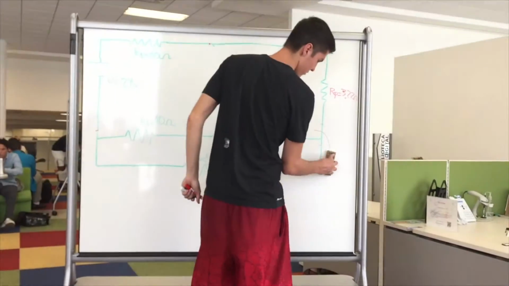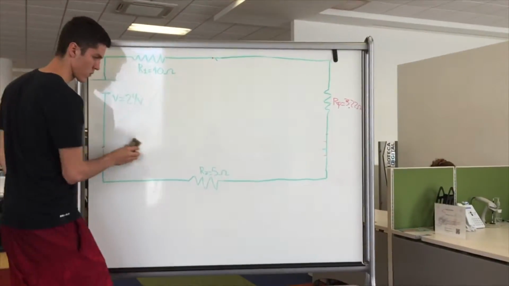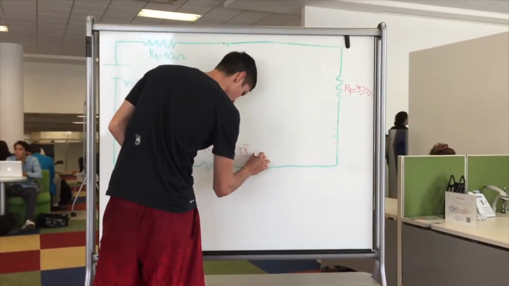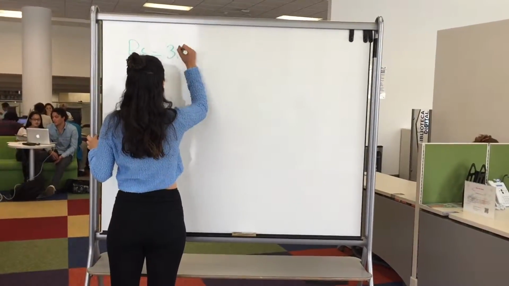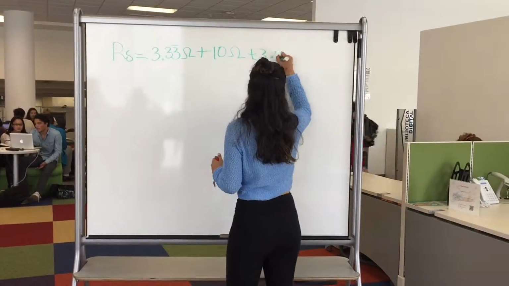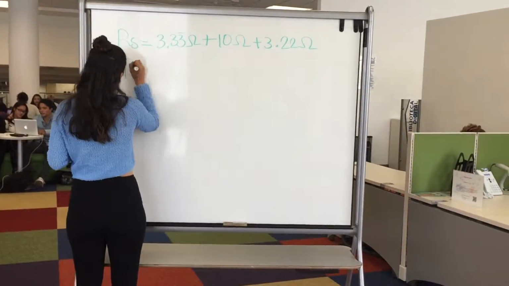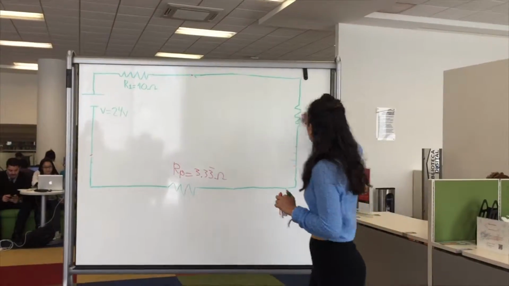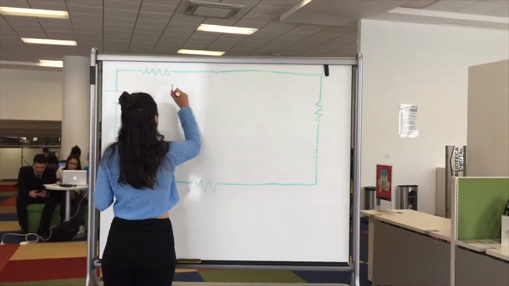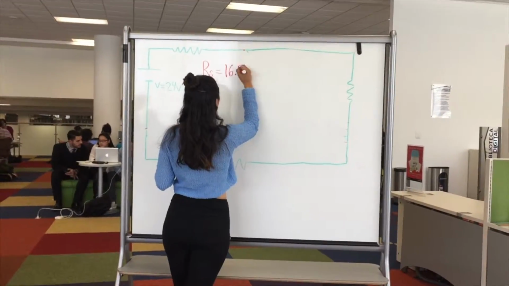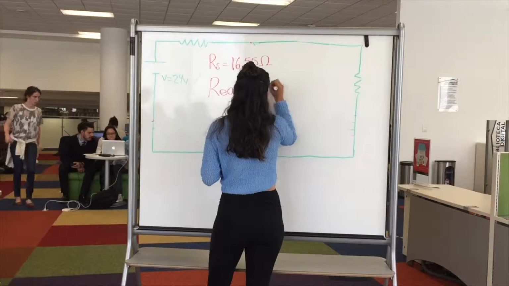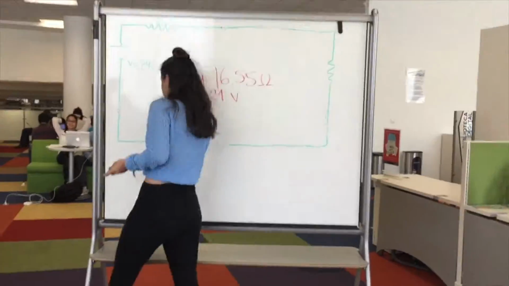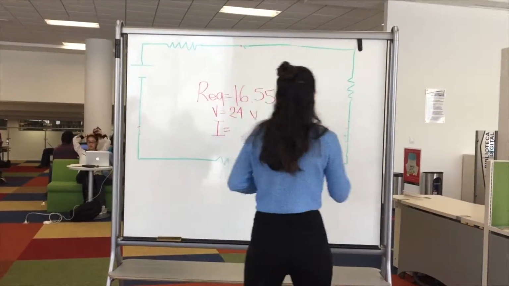So then we have resistance 1 and the other resistances, but in this case we have a circuit in series. So we use the second formula, that is resistance 1 plus resistance 2 plus resistance 3. And then as a result, we get 16.55 ohms. Our equivalent resistance is equal to 16.55 ohms, and our voltage is 24 volts.